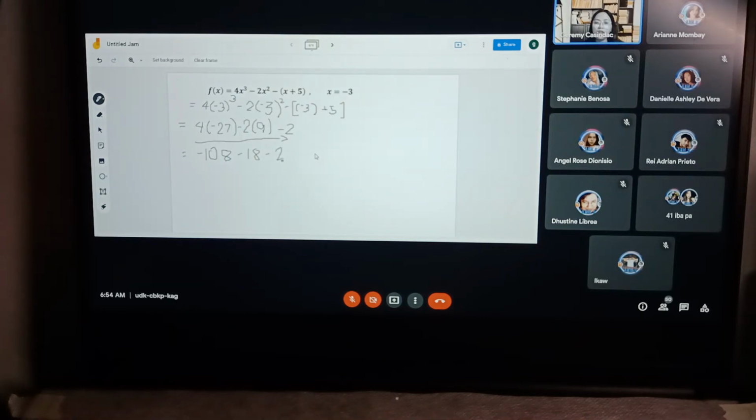Okay? So, what would be now the final, isa-isahin pa rin natin. So, we have now negative 108 minus 18. Negative 126 po. Okay. That's correct.